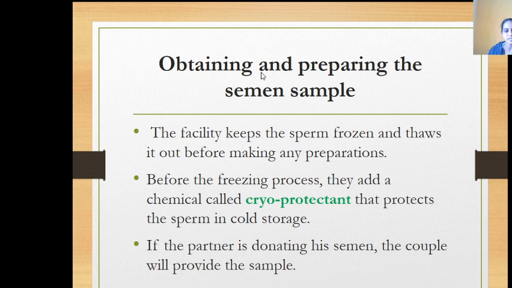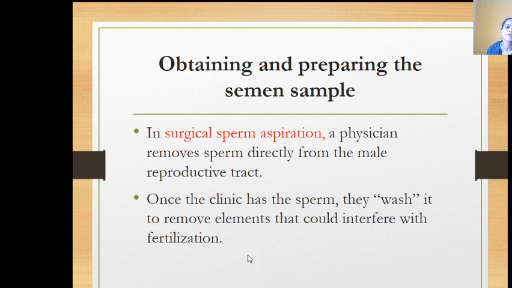Okay, and in case the partner, the husband, is donating his semen, then the sample can be taken directly, as a fresh sample. Now, how is it removed? Usually it can be taken by different methods. So there is also one method of surgical sperm aspiration. In this case, what happens? A physician removes the sperm directly from the male reproductive tract. This is usually done in case of erectile dysfunction.